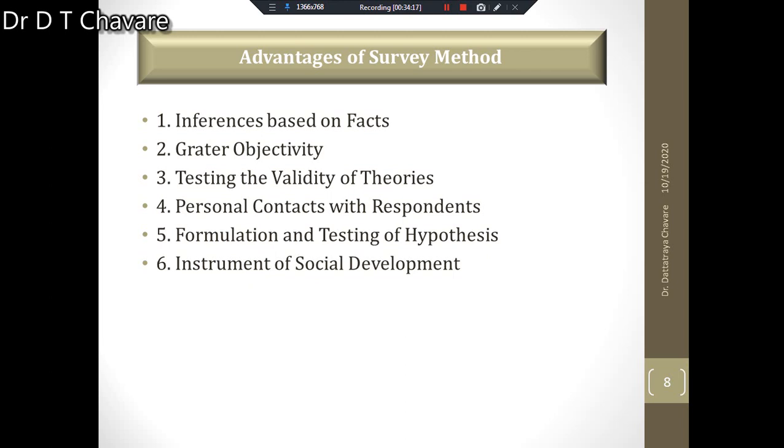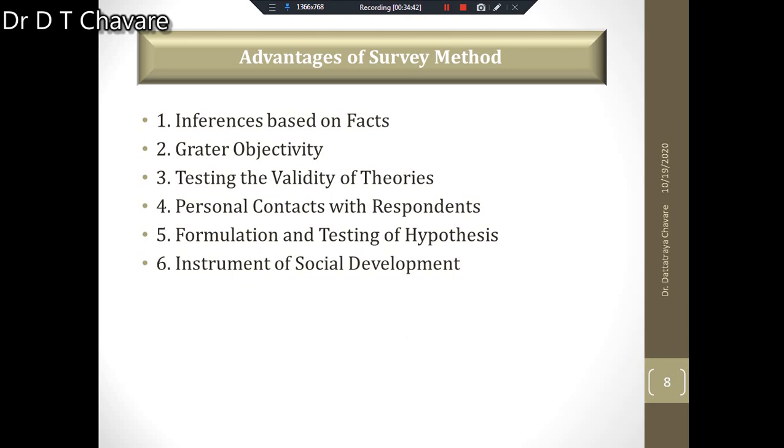Number of theories have been evolved. Try to understand. Number of theories have been evolved, problems have been solved and developed through the survey research of the different social units. In this way, these are the half dozen advantages. How many advantages are there of the survey method? Half dozen advantages you'll find. First, what is it?